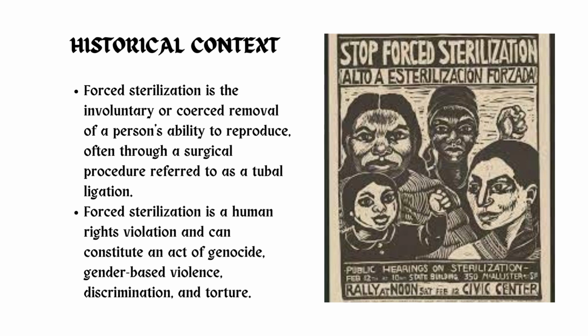Historical context. Eugenics was promoted as a means to improve the human race by encouraging the reproduction of individuals with desirable traits and discouraging or preventing the reproduction of those considered undesirable. This led to the implementation of policies such as forced sterilization in some countries.